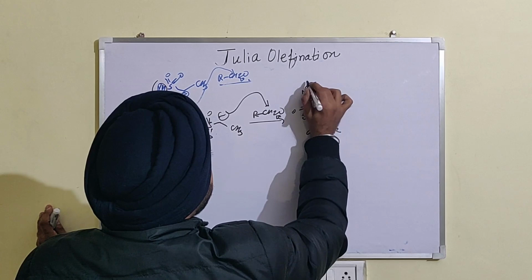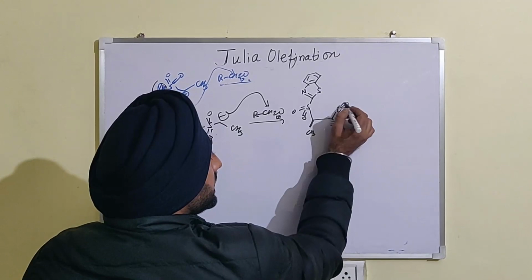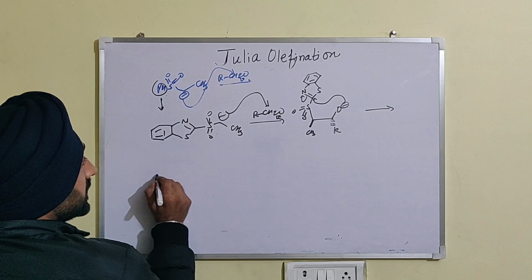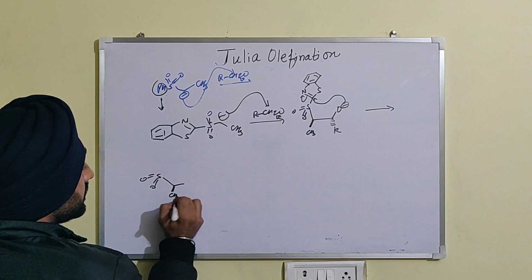Okay, so now what happens is this oxygen attacks here, and this is what it forms. So this is the mechanism. Sometimes in exams they ask, what is the mechanism of this reaction? So please look carefully at this one. It leads to the formation of O minus.